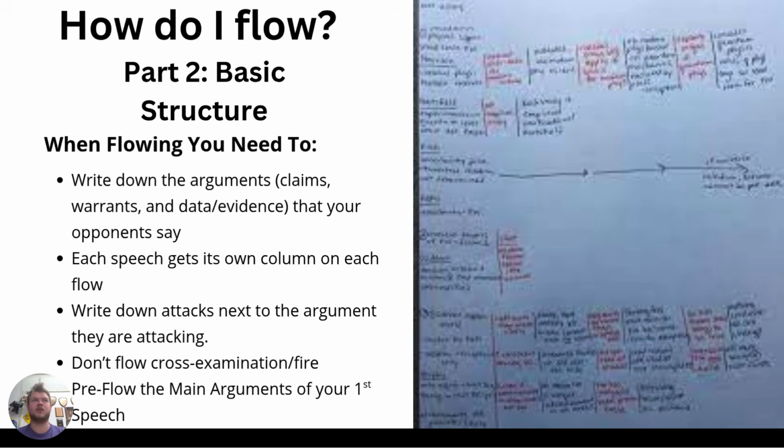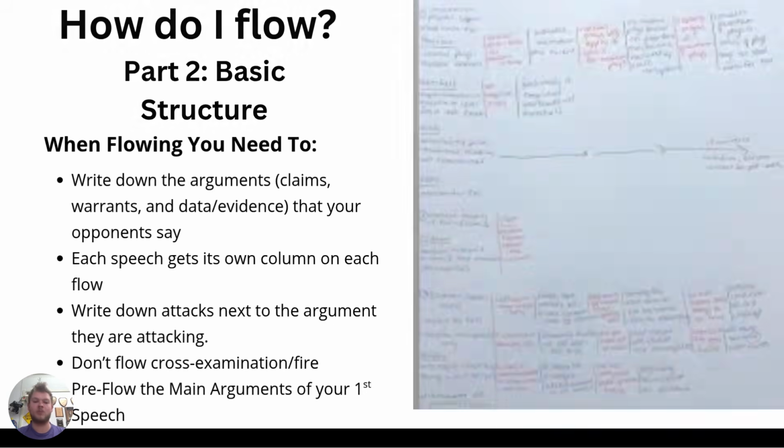But even second speakers and third speakers, if you're doing world schools, it's a good idea to have your partner's case pre-flowed, because it means that while they're giving it, you don't have to be listening and writing it down. You can be preparing arguments against what the other team has or will say.